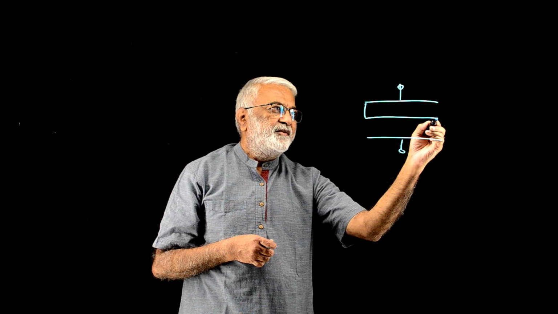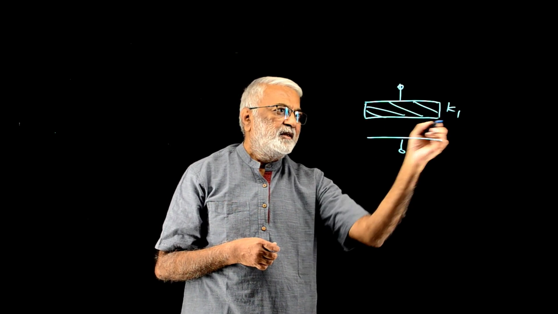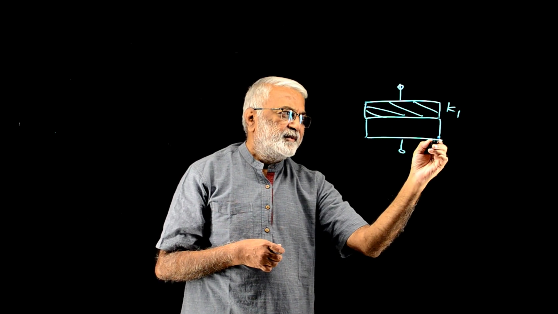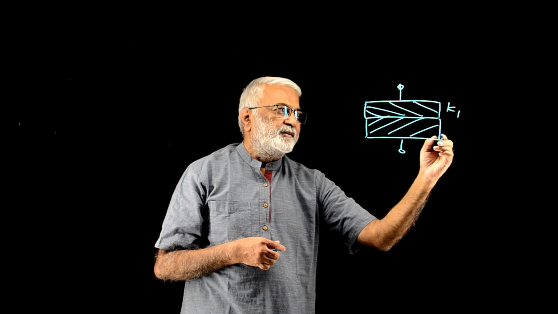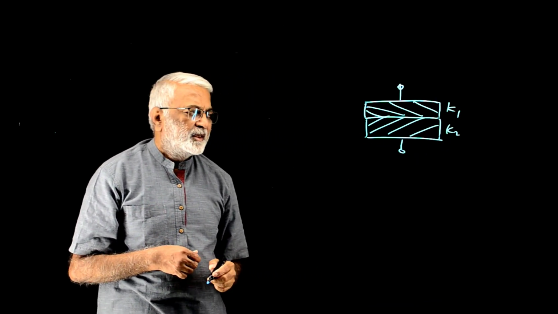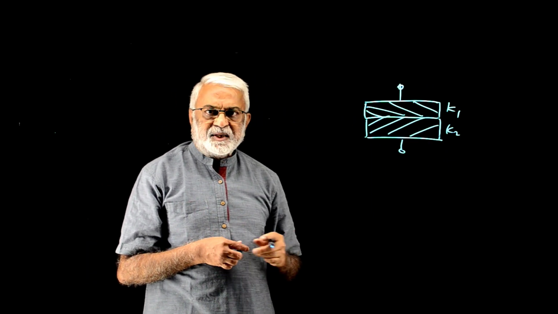Suppose we had a system like this. Half the thickness of the gap is filled with dielectric constant, say K1, and the other half is filled with the dielectric constant K2. This is d by 2 thickness and this d by 2 thickness. We learned earlier that imagining a thin metal plate doesn't affect the capacitance. So we'll imagine a thin metal plate there.